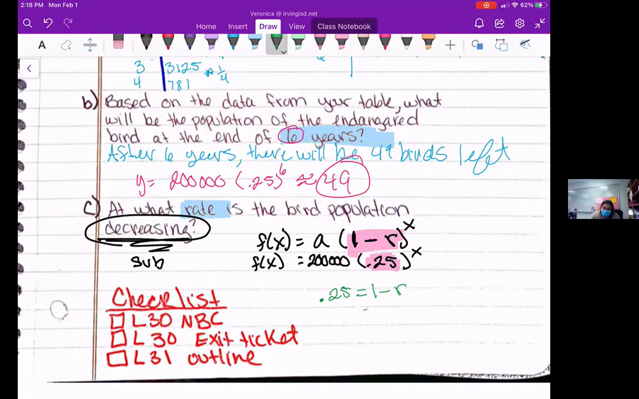So subtract 1 from both sides. We have negative 0.75 equals negative r. Divide both sides by a negative 1. So we have r equals 0.75. That means that your rate is 0.75, which is 75%. So these birds are decreasing at 75%.